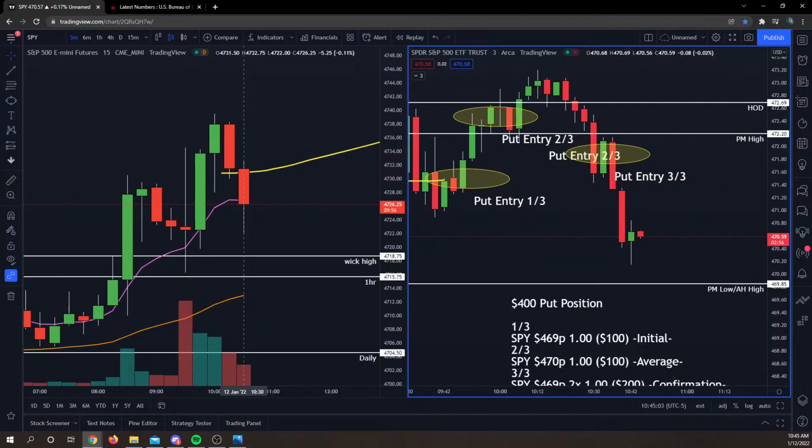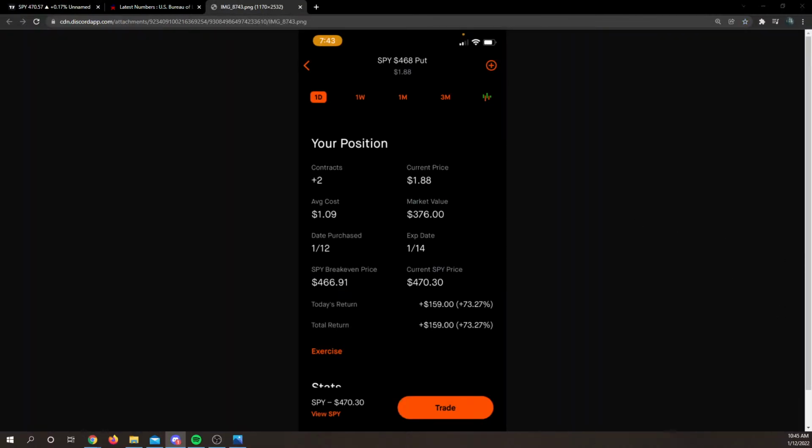Exactly. Made the put play. Thanks for the analysis. Right on, man. 73%. Holy. I had to pull this up on screen. Look at this. Look at that.